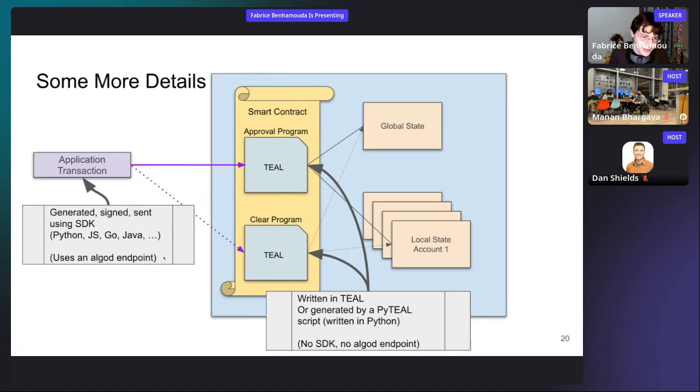On the other hand, to interact with the smart contract, you usually need the SDK of the blockchain. In the case of Algorand, we have SDKs for Python, JavaScript, Go, and Java. So you can use any language as long as there is an associated SDK for the blockchain. And you need to connect the SDK to the blockchain using a node. In the case of Algorand, the node is called the algod endpoint.